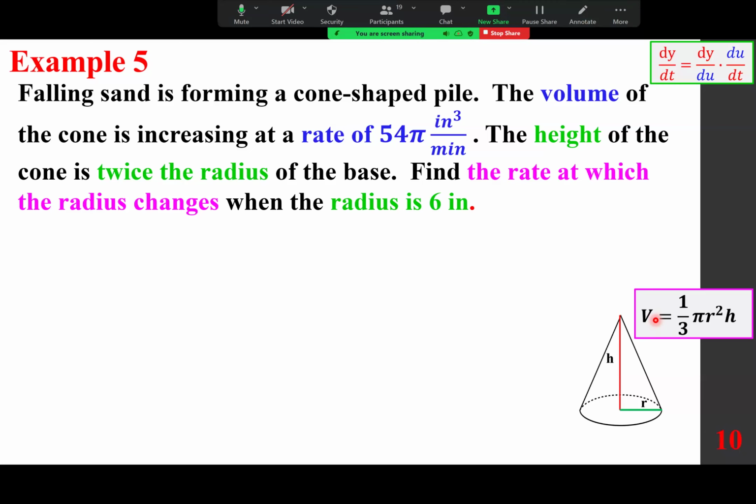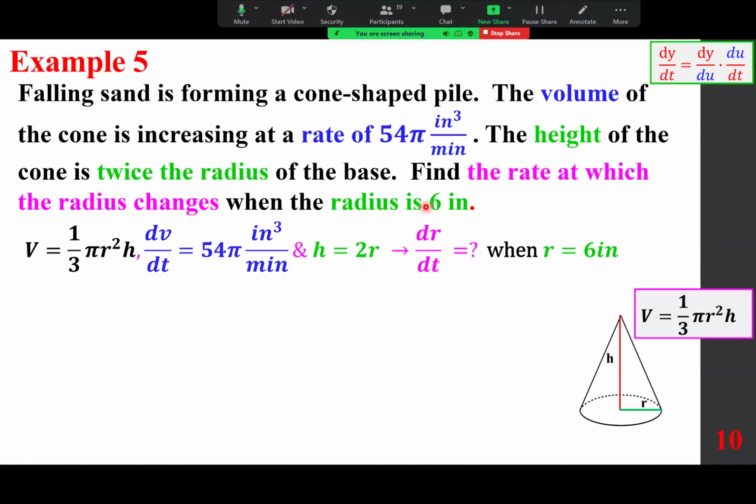So now that we have the volume and its formula, let's reread and write the given. The volume is increasing at this rate, dV/dt is 54 pi cubic inches per minute. The height is twice the radius: h equals 2r. Find the rate at which the radius changes when the radius is 6 inches. So you want dr/dt at the point when r is 6.